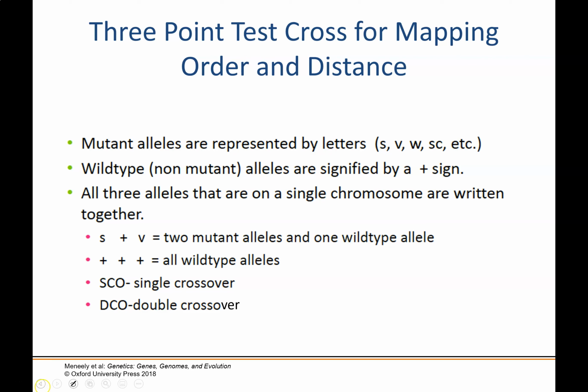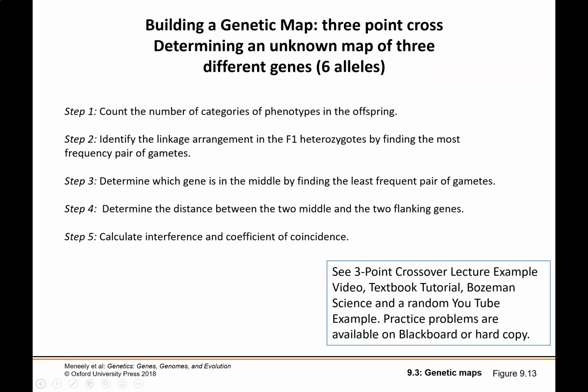So let me go back one. There's a list here. The previous slide shows a summary of all the steps and how to do this. This is the same outline of steps that your book gives. If you watch some of the other videos, or if you Google or YouTube other videos, you might find slightly different steps, but they're all going to be the same steps. They might just be outlined a little bit differently. I am not going to ask you to calculate the interference and coefficient of coincidence. Just keep in mind what interference is, and that's in the previous video.